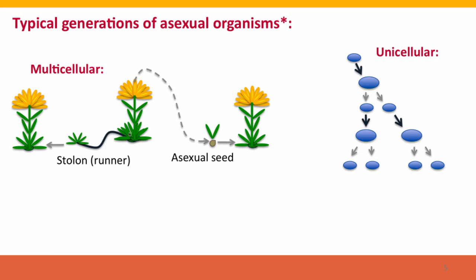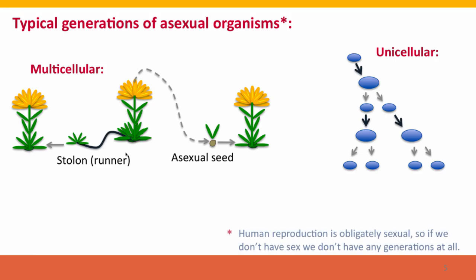Some plants can reproduce instead of seeds by sending out runners, often called stolons, the botanical name. And these runners, because they are also generated by simple cell division, are genetically identical to the parent plant as well. And so they grow into progeny plants identical to the parent. Now, this process doesn't apply in humans because we are obligately sexual. We can only reproduce sexually. If we don't have sex, we don't have any generations at all.